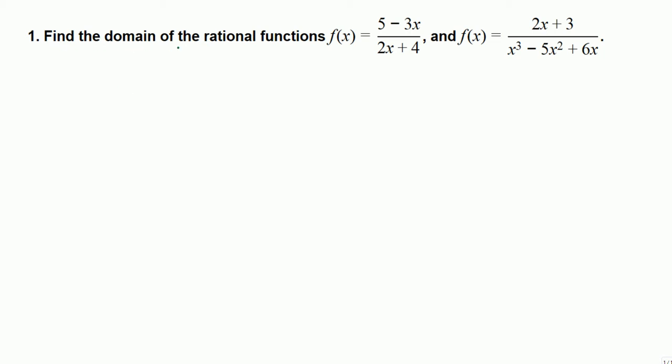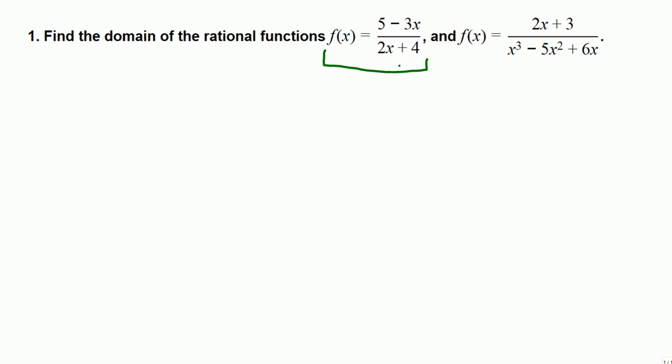Find the domain of the rational functions f(x) = (5 - 3x)/(2x + 4) and another function. Okay, let's find the domain for the first function. Domain means where this function is defined.